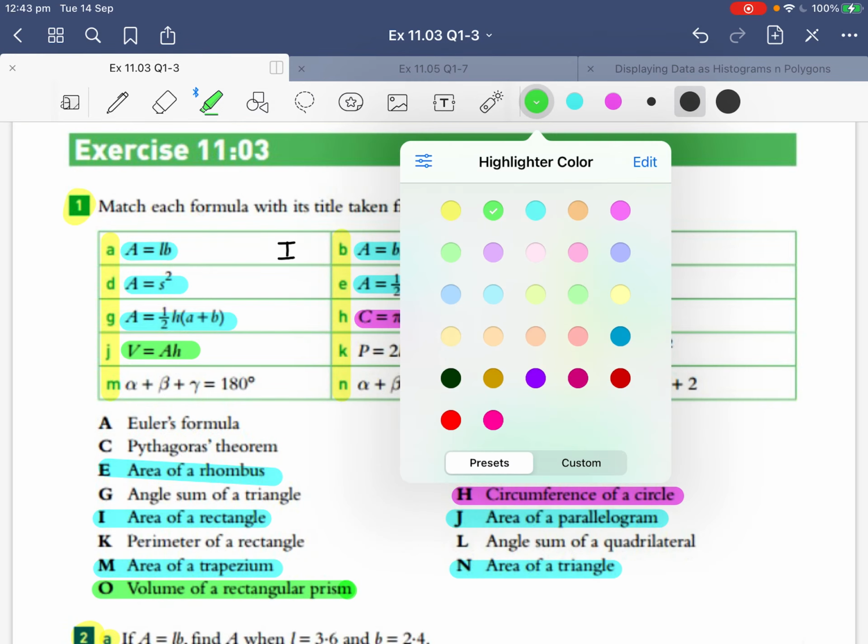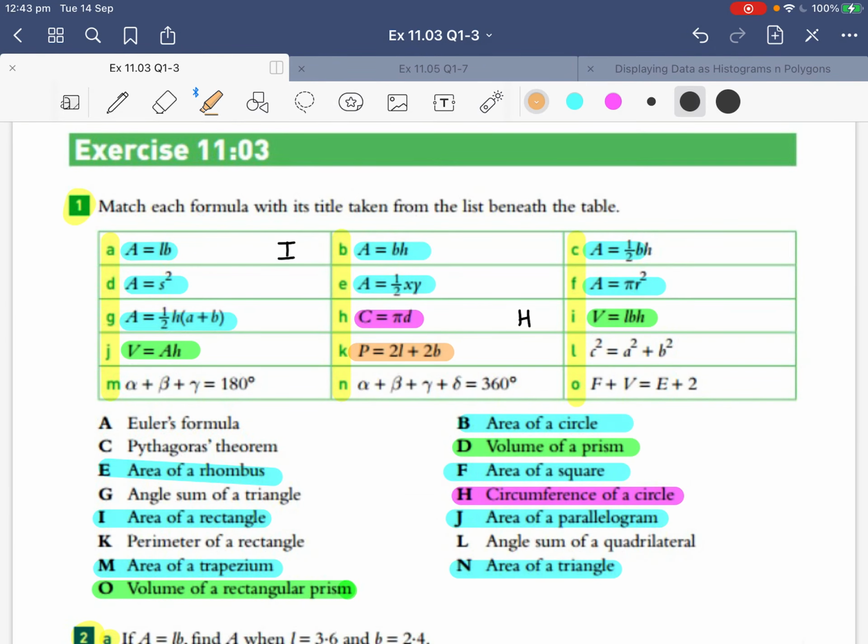Our next one, K, is P equals 2L plus 2B. Now, we have a P equals, so I'm going to look at all of my titles that start with a P. So either Pythagoras' theorem or perimeter of a rectangle. You should be able to eliminate Pythagoras' theorem straight away and know that when we have a P equals, we're talking about the perimeter of a rectangle. So that one would match up with K.